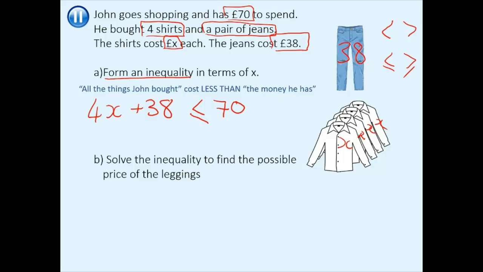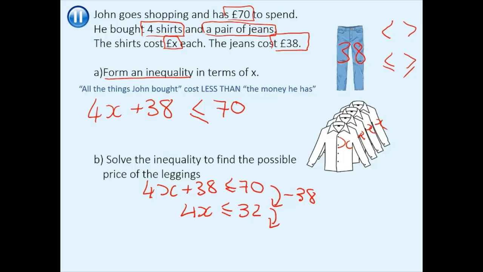The second part is solving the inequality to find the possible price of the leggings. So we're going to do the same thing as before. I'm going to take what I had in the first part, and I'm going to solve it. I'm going to take 38 from both sides, which gives me 4x is less than 32, and that's come out very nicely if I divide by 4, as x is less than or equal to 8.